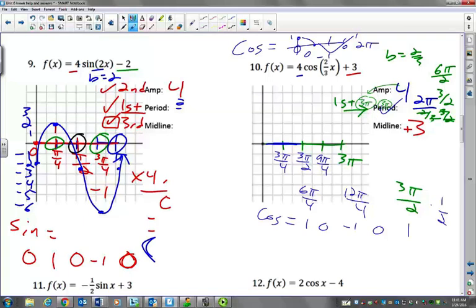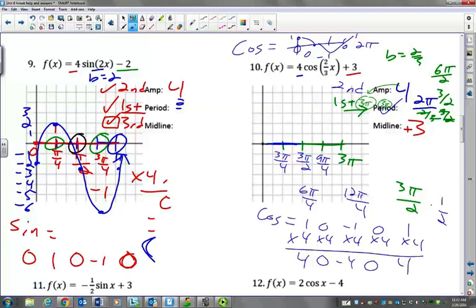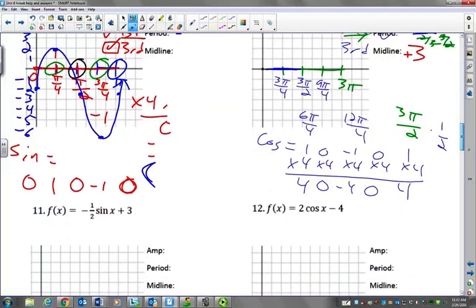So now we're going to do the amp next, second place. We're going to times by 4 to all of these. So now we're going to get 4, 0, -1 times 4 is -4, 0, +4. Okay, so now the amp's done. Then third place, we're going to do midline. We're going to add 3 to every single one of these. Oh my goodness, this is going to be stretching out. That's okay, we got this. So then 4 plus 3 is 7, and 3 plus 0 is just 3. 3 with the -4 is -1, and then back to 3, and then up to 7.